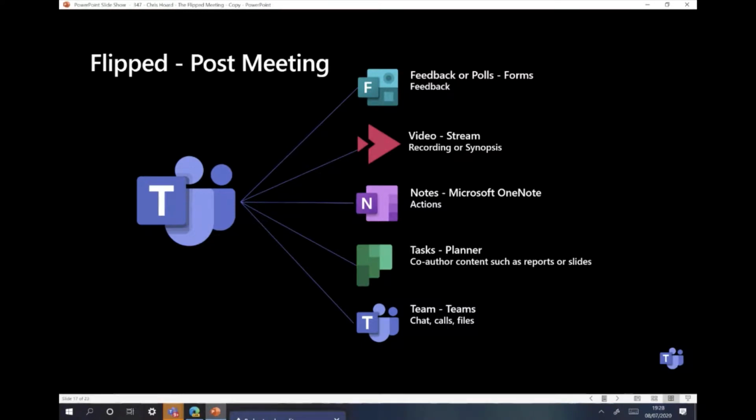So the meeting and the collaboration doesn't have to end at that point. Actions have been identified. The team can continue to work on them through chat. They can have follow-up calls. They would have their file storage all there for them to be able to co-author documents.